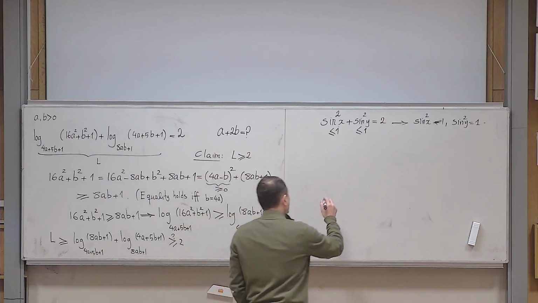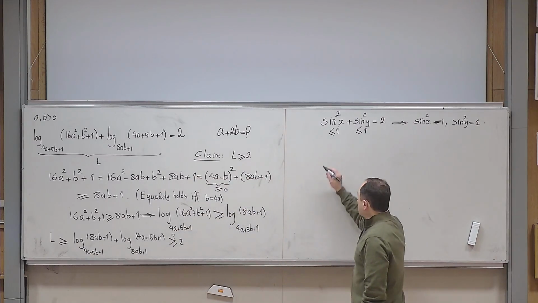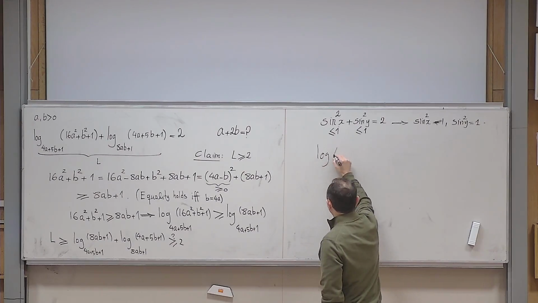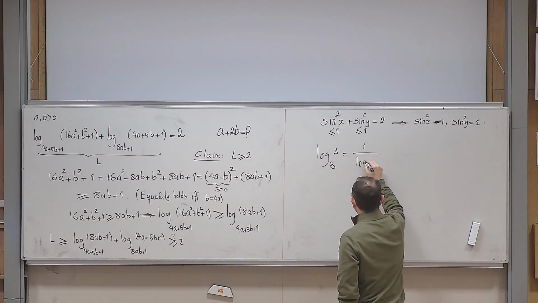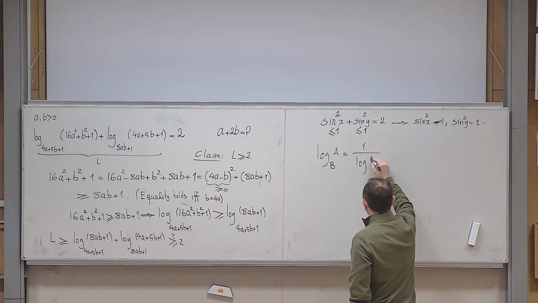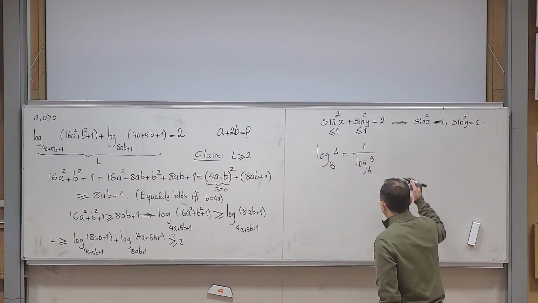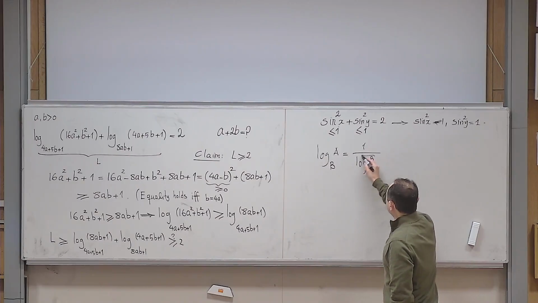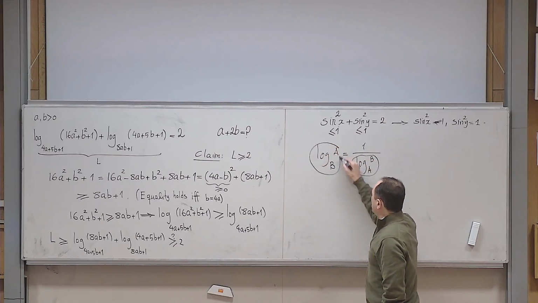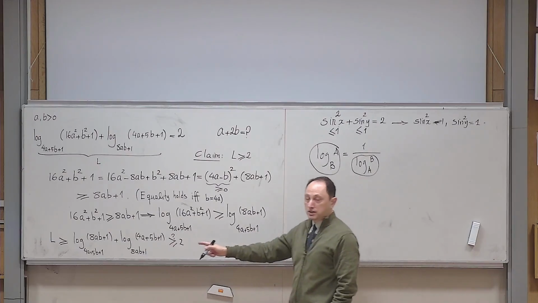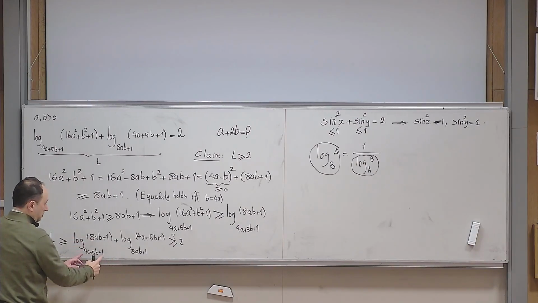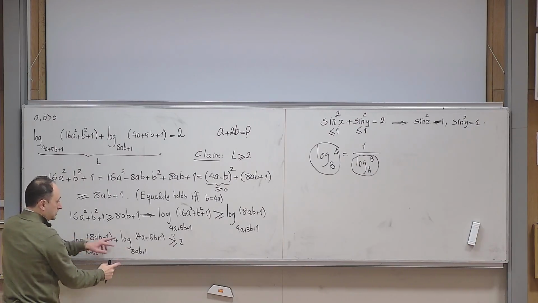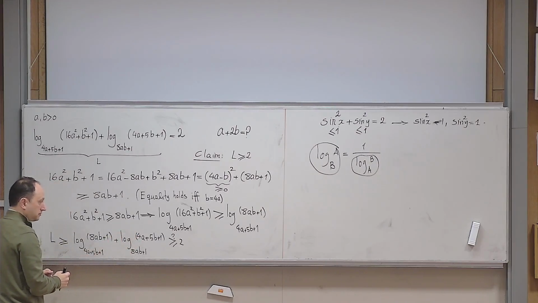First of all, I need a formula from the logarithms. I know that if I have a logarithm of a to the base b, I can write it as 1 over the logarithm of b to the base a. I can interchange them. So in other words, these two numbers are reciprocal to one another. And that is exactly the combination that you see here, because this is a logarithm, this is the argument, this is the base, but this is the logarithm with the roles interchanged. So these two numbers are reciprocal of one another.